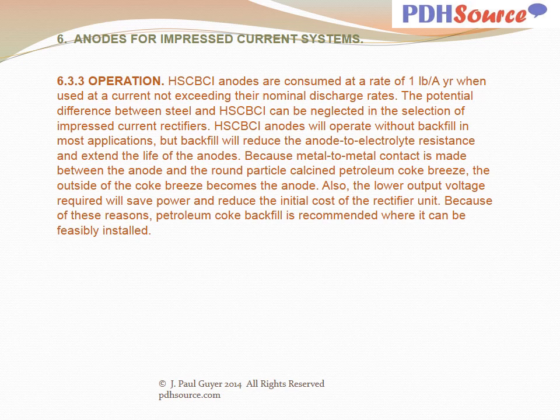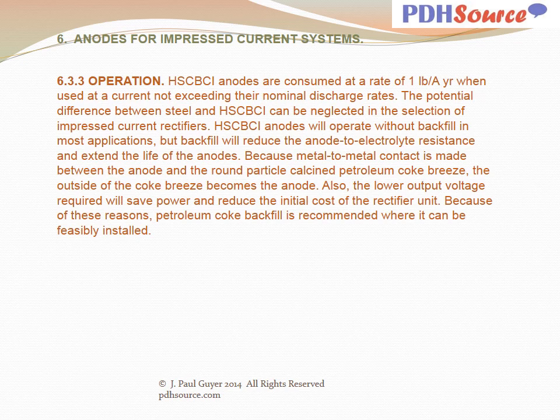Cast iron anodes of this alloy are consumed at a rate of 1 pound per ampere year when used at a current not exceeding their nominal discharge rates. The potential difference between steel and cast iron can be neglected in the selection of impressed current rectifiers. High silicon chromium-bearing cast iron anodes will operate without backfill in most applications, but backfill will reduce the anode to electrolyte resistance and extend the life of the anodes.